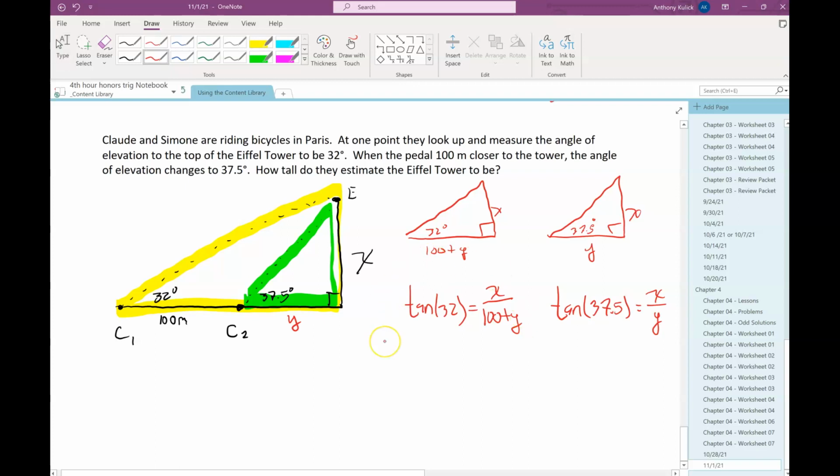So for the first equation, I'm going to multiply both sides by 100 plus y to get rid of the fraction. And in the second equation, I'm going to multiply both sides by y to accomplish the same thing. Notice at this point, both of these two equations are equal to x. So I can set them equal to each other.